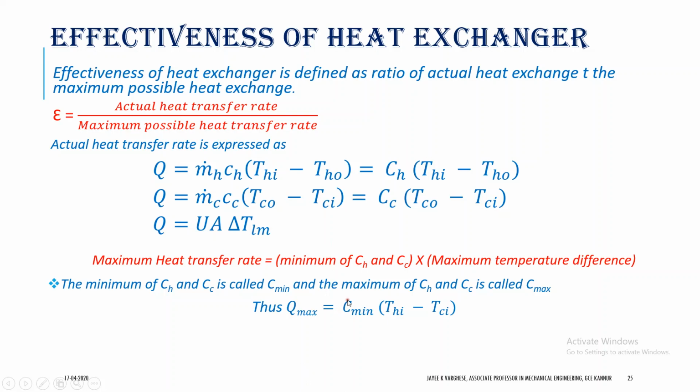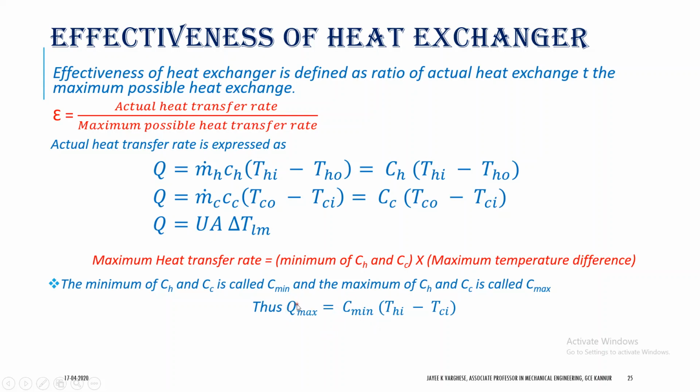Either the hot fluid or the cold fluid will be the fluid having minimum heat capacity, right? The fluid having the minimum heat capacity rate is called the minimum fluid, and the fluid having the maximum heat capacity rate is called the maximum fluid. The heat capacity rate of the minimum fluid we call C min, and that of the maximum fluid we write C max.